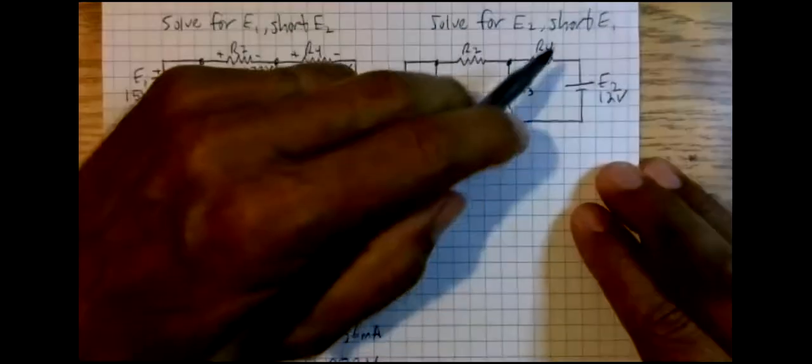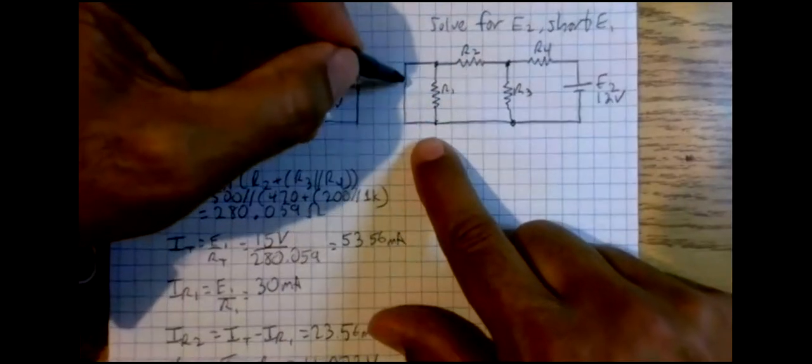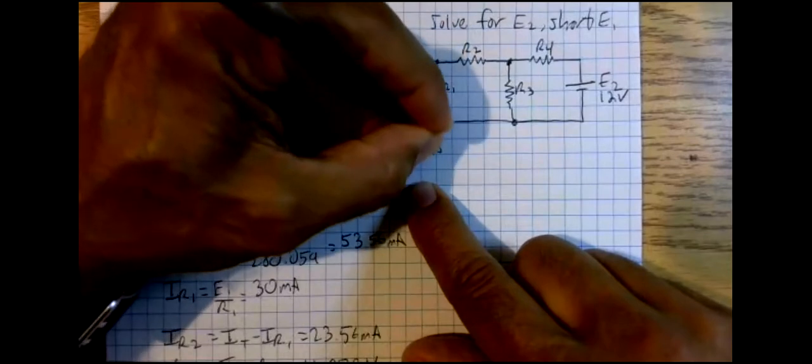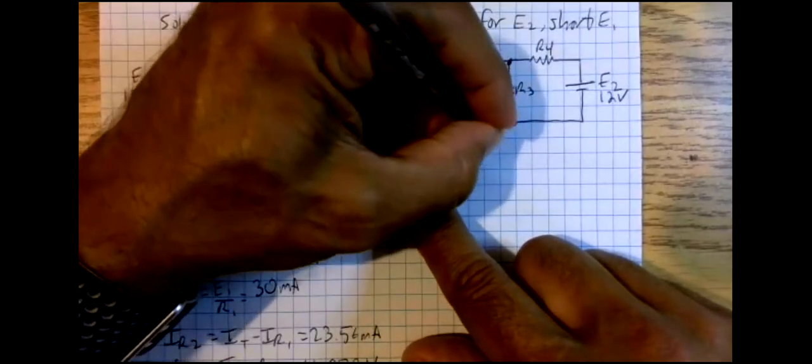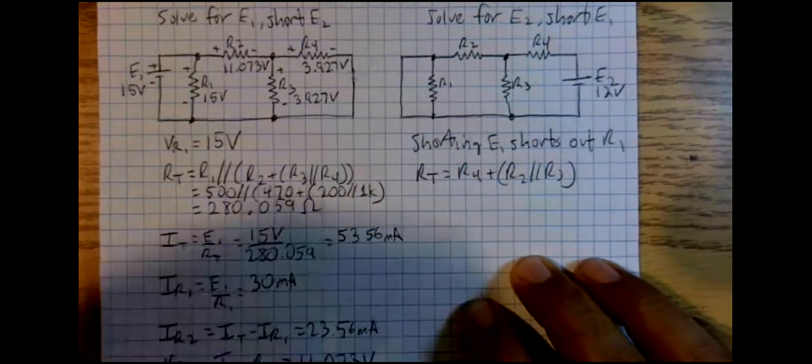So for E2, we short E1, okay? So when we short E1, we're also essentially shorting out R1. So we'll just make a note of that here. Shorting E1 shorts out R1, all right? So RT, in this case, is equal to R4 plus R2 in parallel with R3, because this is shorted.